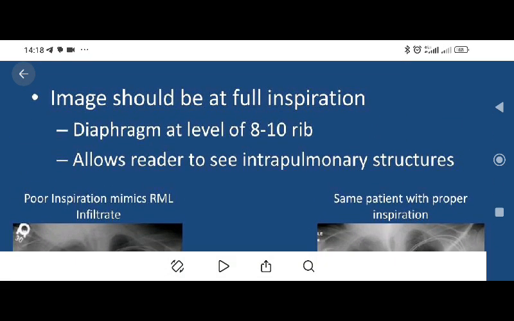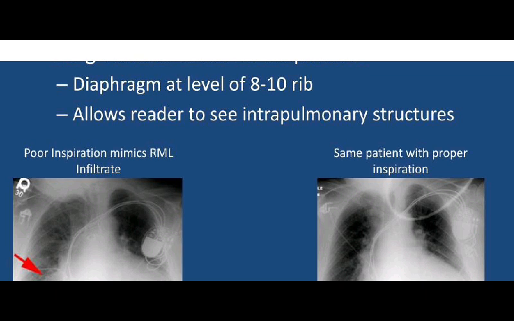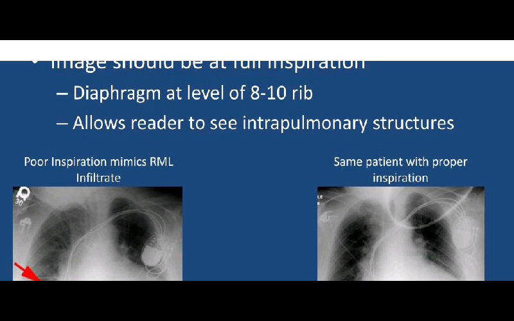as well full inspiration. How to know this? One is that you have to see the diaphragm at the level of the 8 to 10 ribs. Remember I told you that when you inspire well, your diaphragm pulls down. You get. So you can be able to visualize the 8 to 10 ribs which are located below. Now you also have to allow the user to see the intrapulmonary structures. You get the intrapulmonary structures.